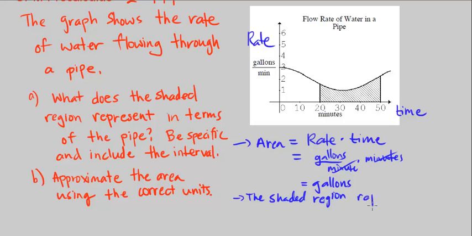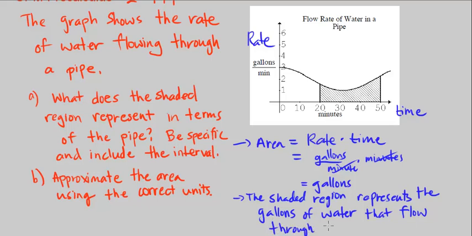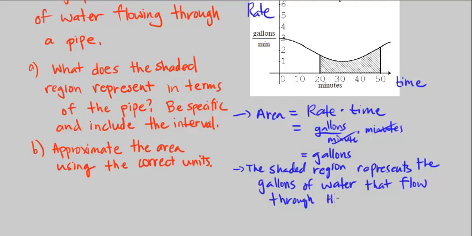The shaded region represents the gallons of water that flow through the pipe between 20 and 50 minutes. All right? Be specific and include the interval. We did. So part B says approximate the area using the correct units.